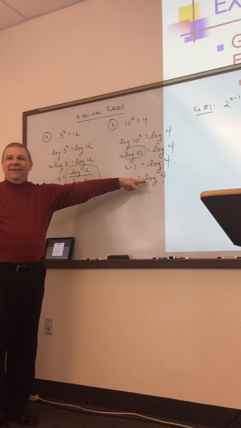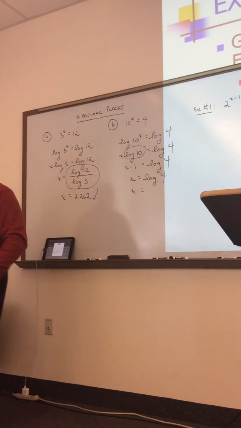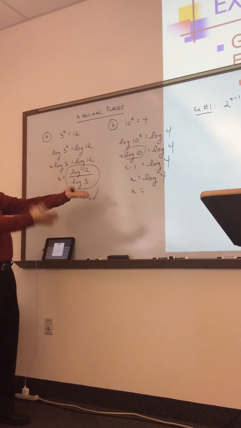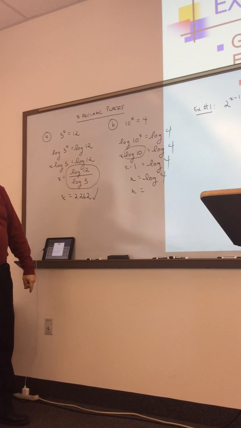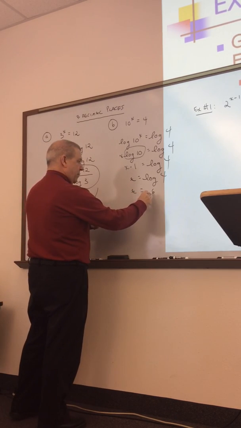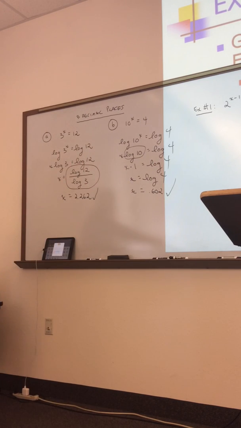Now, this one came out easy. Oh yeah, what's the answer, somebody? Now it's coming out right away because this turned out to be a 1. So I didn't have to even divide there. What is it? Howard? 0.6021. 3 places. The directions are going to say 3 places.